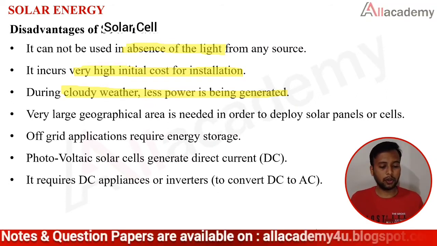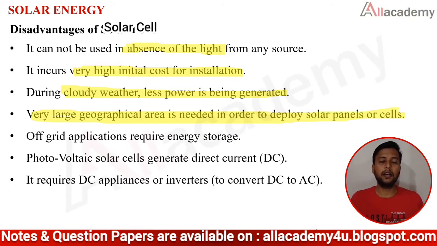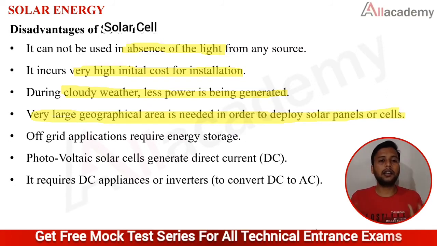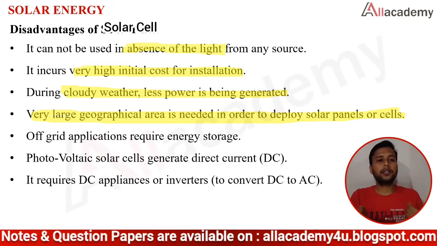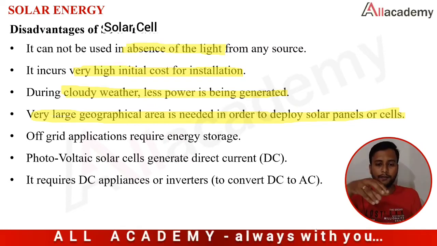A very large geographical area is needed in order to place solar panels or solar cells. I need more area for large capacities. The larger the absorbing area, the larger the production of energy. If I have only this much semiconductor, only that area will absorb sun energy. If I want a larger quantity, the sunlight falling area should be increased, so that I can produce more electricity.